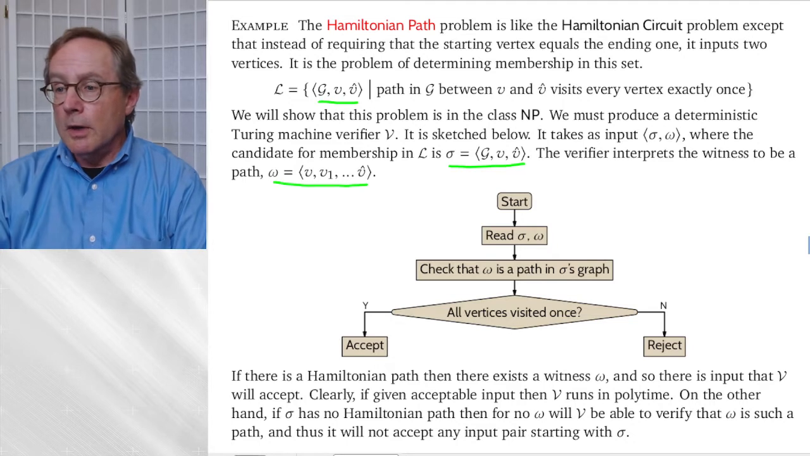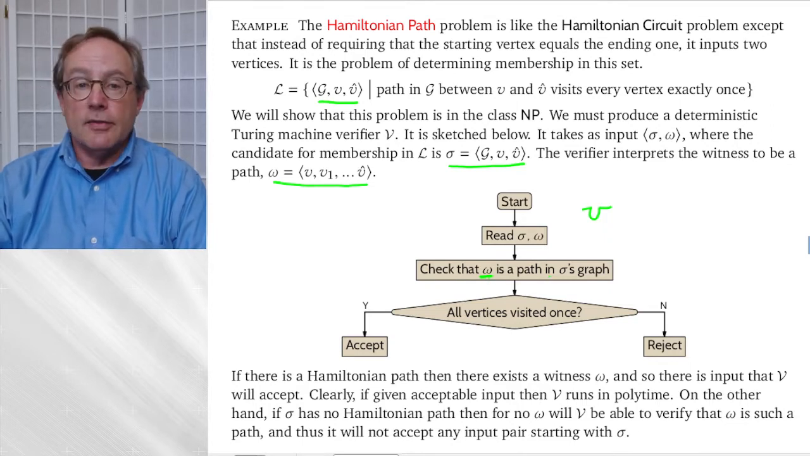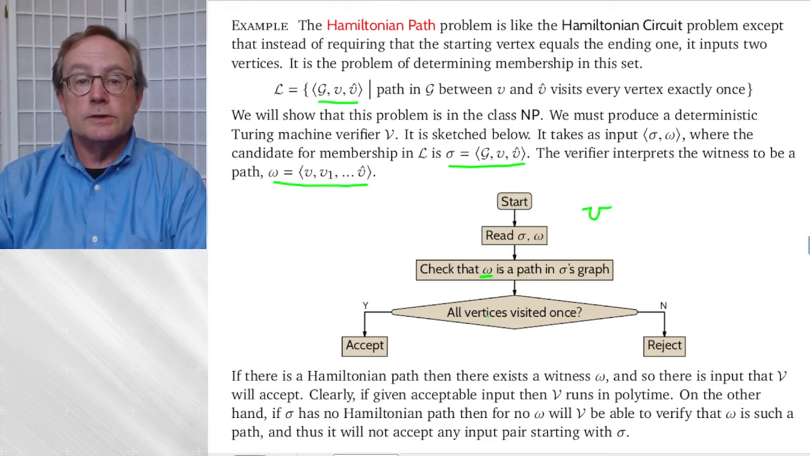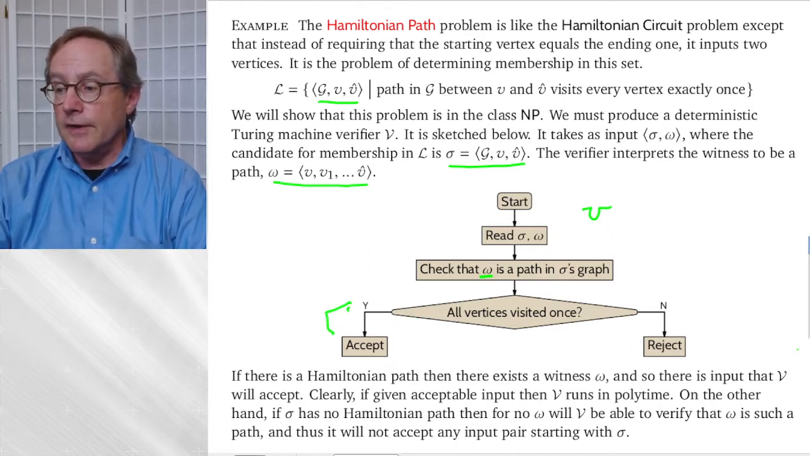Okay, so here we go. The verifier V reads in two inputs. It takes the hint. The hint is actually the path that runs from V to V hat. It reads in the omega, the path from V to V hat, and it checks, is it indeed a path in the graph, capital G? Well, that doesn't take long to check. I mean, certainly polytime in the length of capital G. So then if you check that all vertices are visited once and only once, that is indeed a Hamiltonian path, then you can accept, and of course if it fails, then you reject.